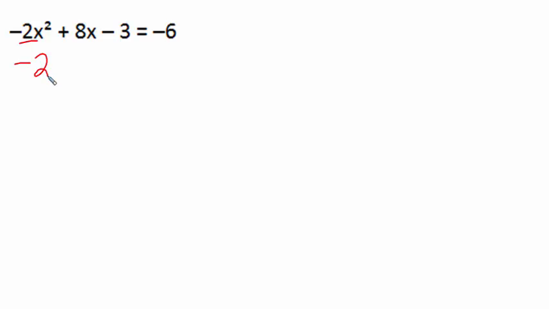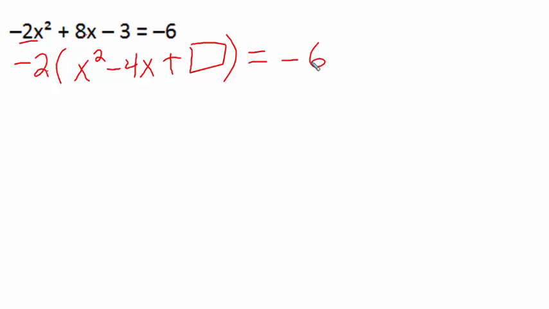So I'm going to take out a -2 from the first couple of terms. That means I'll have an x squared for my first term. And then for my next term, if I got a -2 and I want to get to +8, that means I need to put back a -4, because -2 times -4 gives me that +8 that I started out with. The third number will be my box number. And on the right-hand side, I'll have the -6 that was there before.